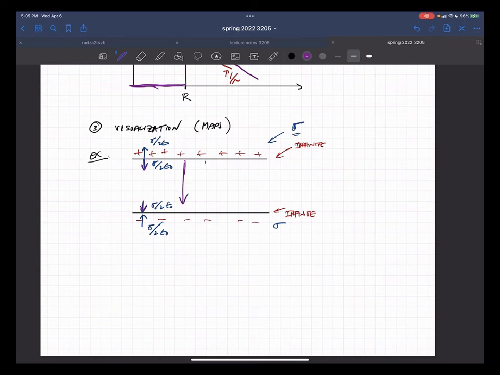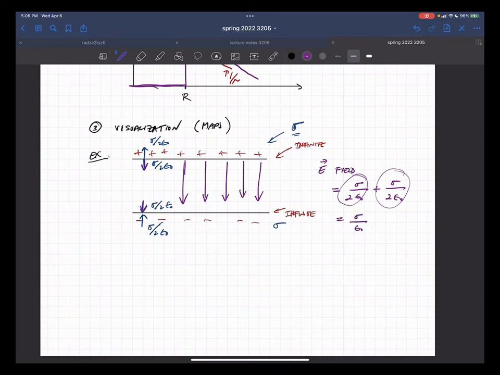So basically you get these electric field lines going straight down, and the E field, you're adding them because the two vectors are pointing in the same direction. And so you'd end up with sigma over 2 epsilon naught plus sigma over 2 epsilon naught, for the positive charges and negative charges, so you end up with sigma over epsilon naught. Okay, so that's the electric field lines.